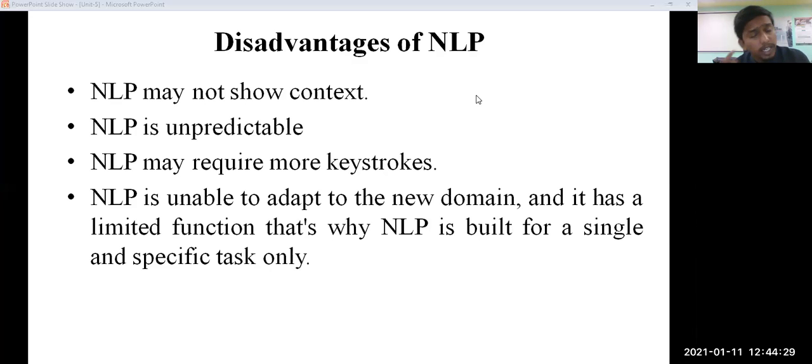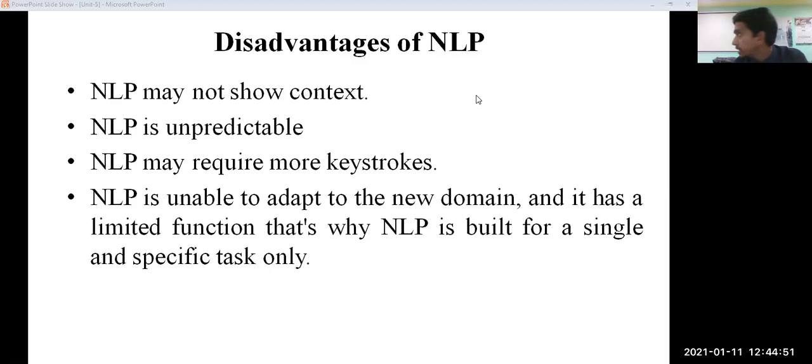NLP might not give you an exact solution if you are not training it properly. NLP is unable to adapt to a new domain, and it has a limited function. That's why NLP is built for a single and specific task only. So you cannot design one NLP machine and use it for everything.